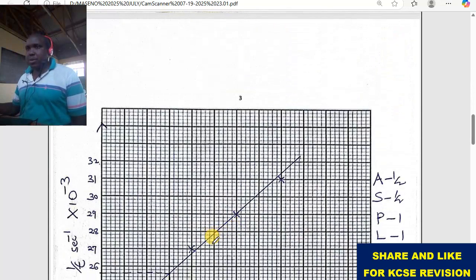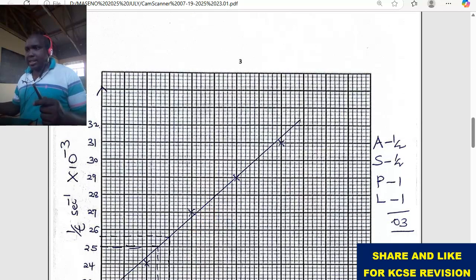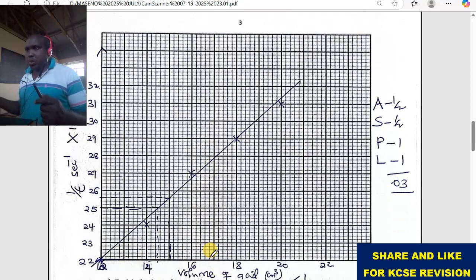So this is the graph of rate against the volume of the acid. It will always go through the origin. So make sure you use the points which enable the graph to pass through the origin. Please always remember that. Remember to label the graph 1 over t in seconds.